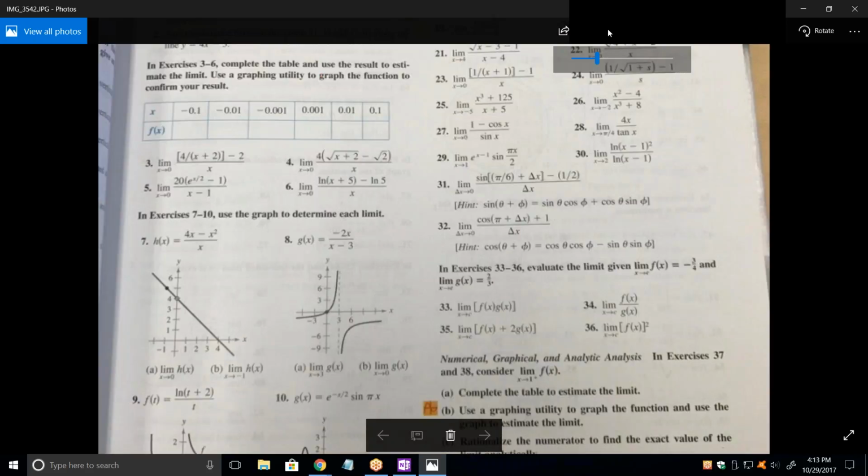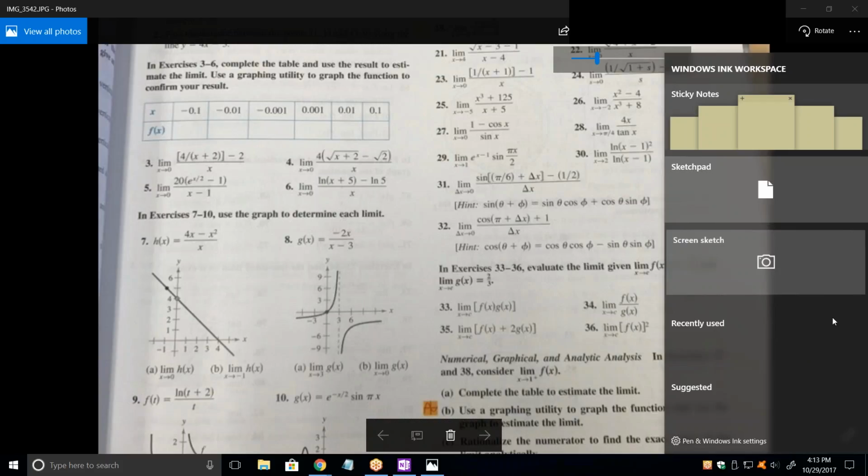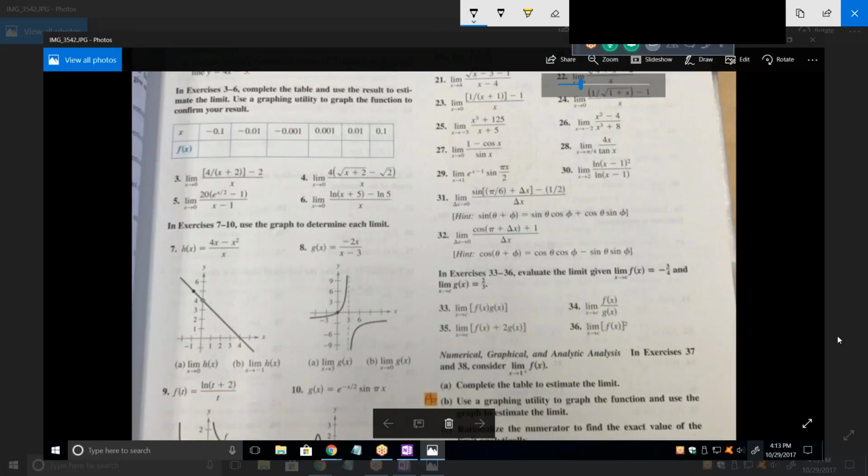So I'm looking at number 31 on the right side. No idea where to start. This is recognizing, does this look familiar? 31? Does that look familiar to you?